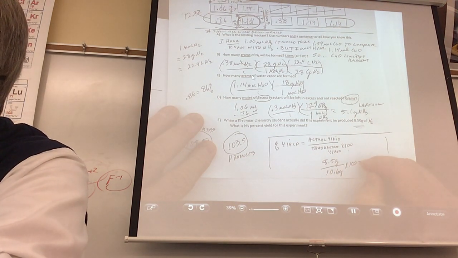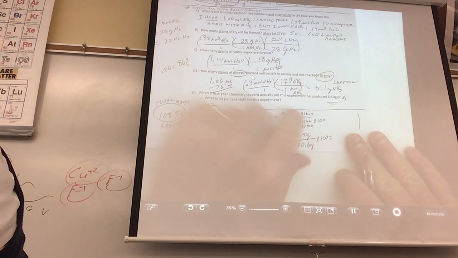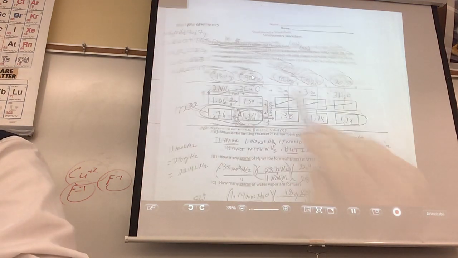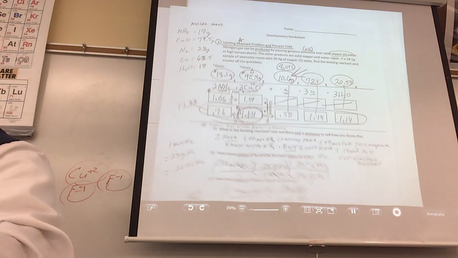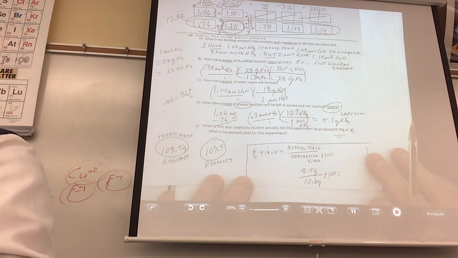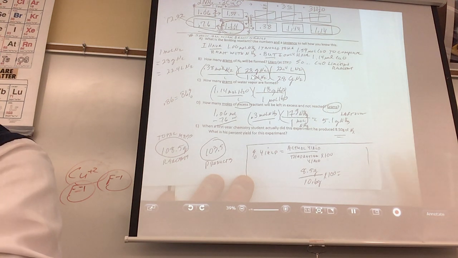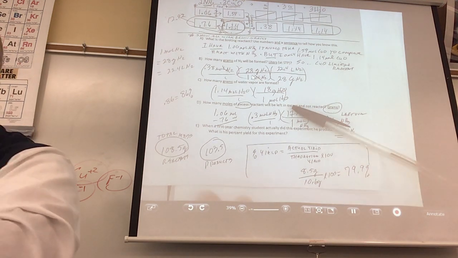Let's do it. Find their percent yield. Ready? When they actually did the experiment, they got 8.5, but in the perfect world, they should have gotten 10.6, shouldn't they? So put that in a calculator, and what do you think? Are they doing pretty well or not? Dan, do you already have it done? What do you have? 79.9. That's not bad. 80% yield, that's not bad.